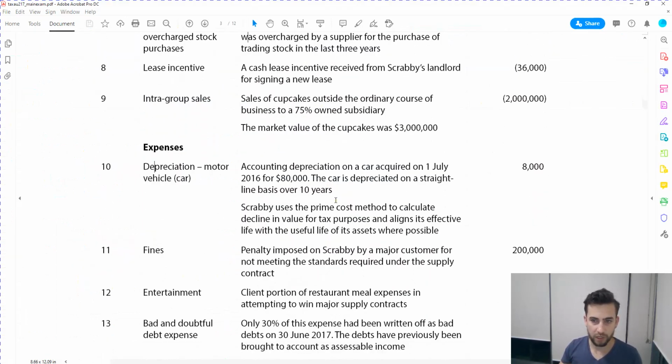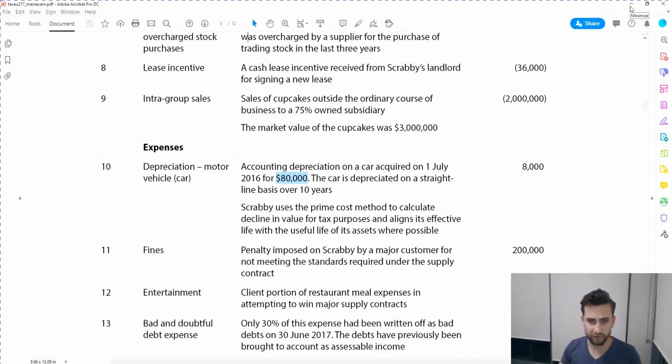Depreciation motor vehicle car. So the first thing you should be thinking of with motor vehicle car is luxury car threshold. Okay, so they've spent $80,000, which is clearly over the luxury car tax threshold. So this car is depreciated on a straight line basis over 10 years. Scrabby uses the prime cost method. So they've put in $8,000 of this. However, for tax, what we're going to need to do is actually only depreciate the portion up to the luxury car tax threshold and just calculate it that way.